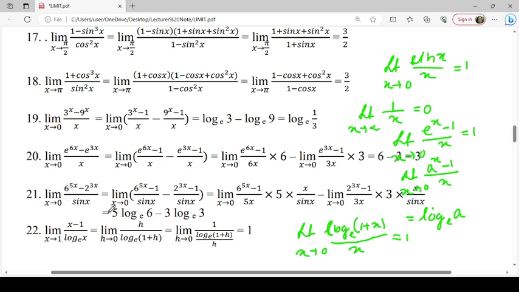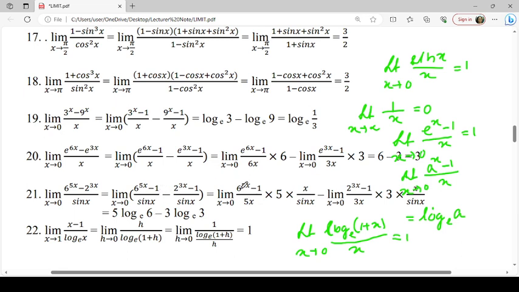Then we see e to the power 5x, 6 to the power 5x minus 1, 2 to the power thrice x minus 1. Then sin x is there. So what we do, we divide this by x. Then sin x by x. So this is (6 to the power 5x minus 1) by 5x into 5, and this is sin x by x. So this is the value for this.